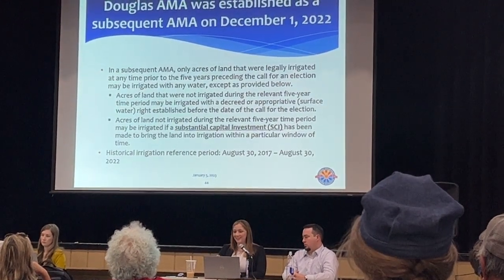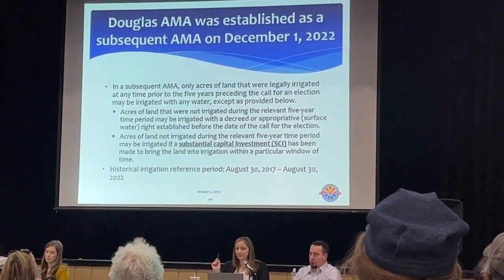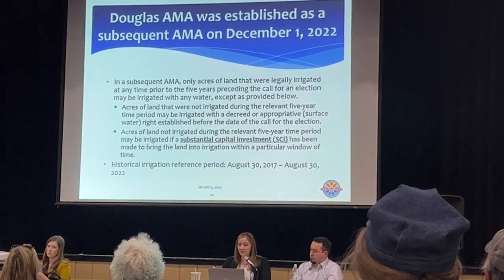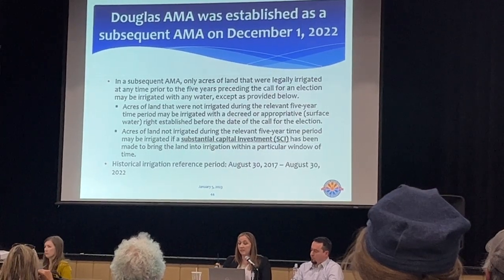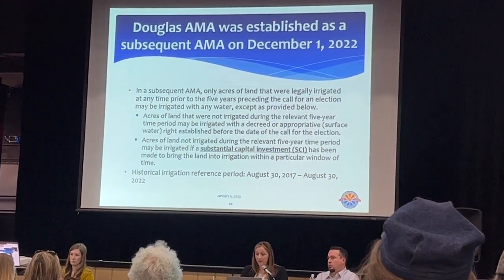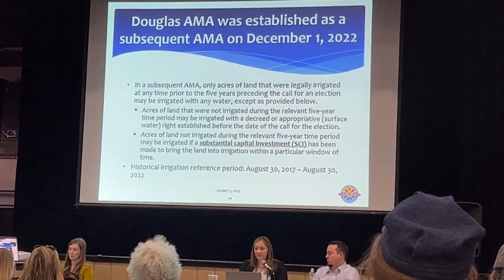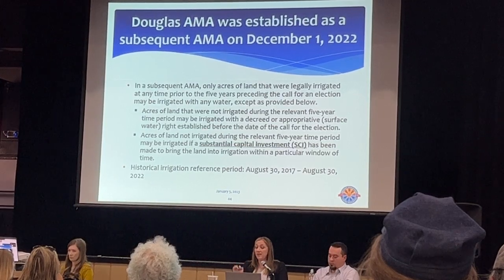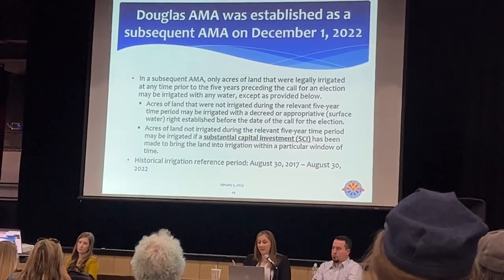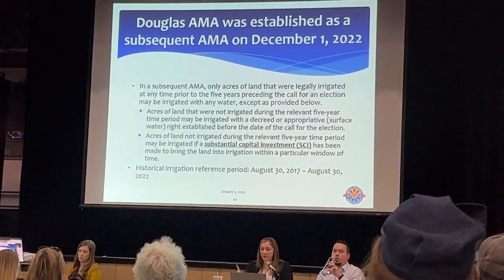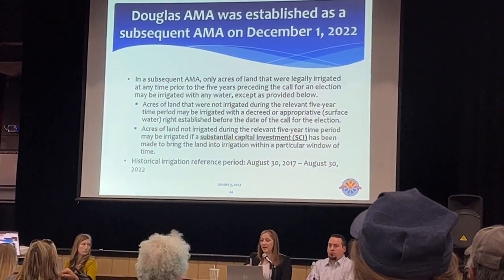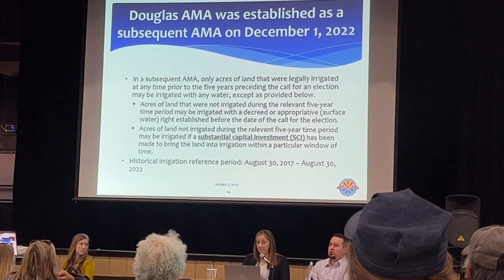So, coming back again to Douglas AMA. In a subsequent AMA, so Douglas AMA, which was established on December 1st, 2022, only those lands that were irrigated 5 years prior to the call for election can continue to be irrigated, with a couple exceptions. Acres of land that were not irrigated during that 5-year period may be irrigated with decreed or appropriative surface water, if that surface water right was established prior to the date for the call of the election.